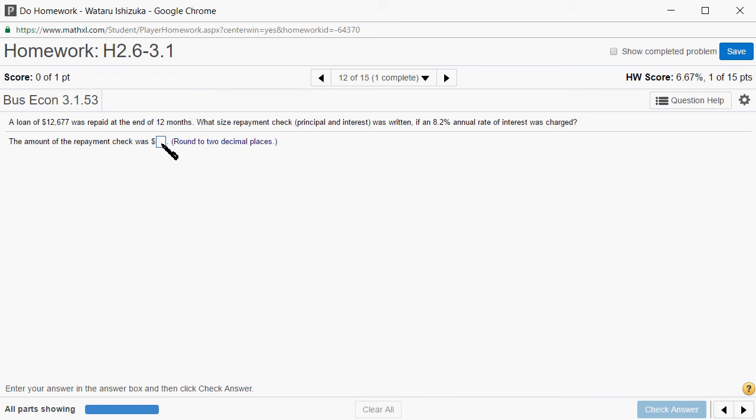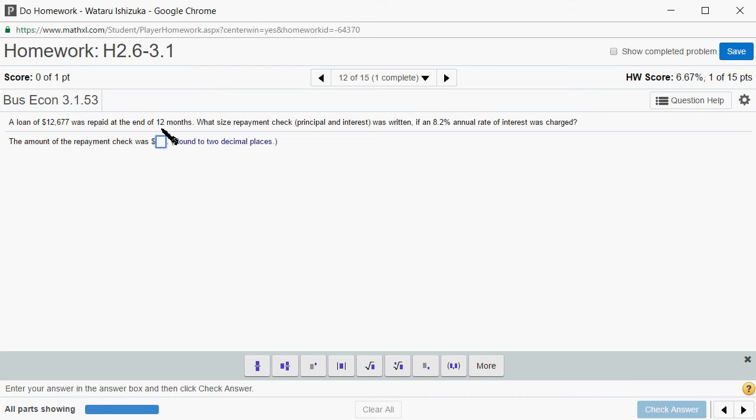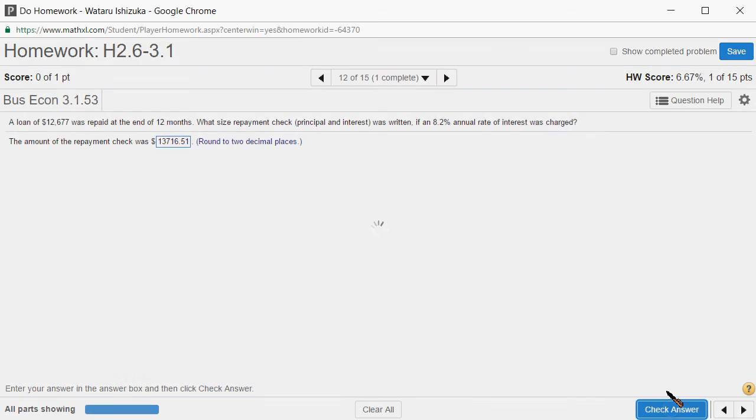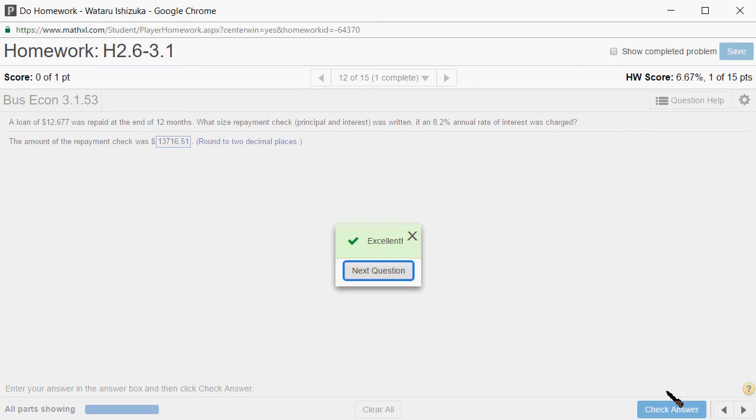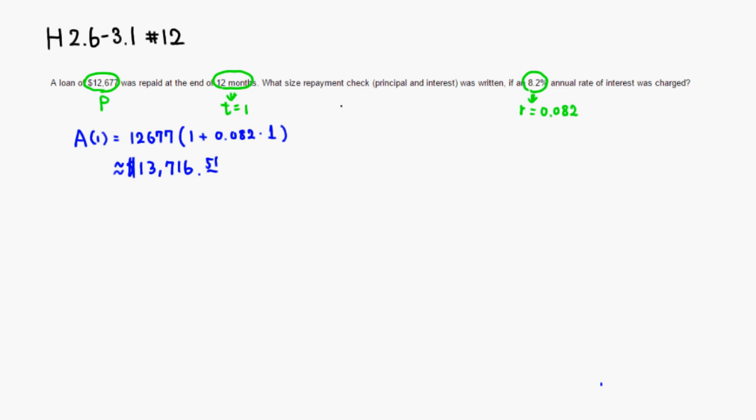All right, so the repayment check was $13,716.51. All right, so let's check the answer. All right, got that. All right, that's it. I hope that this was clear.